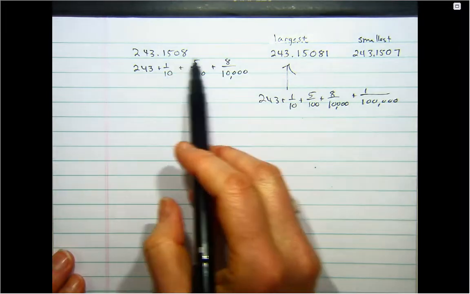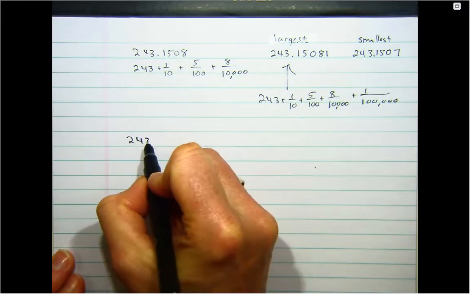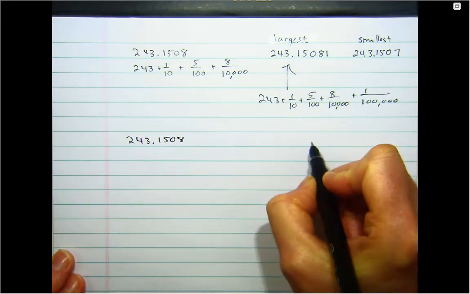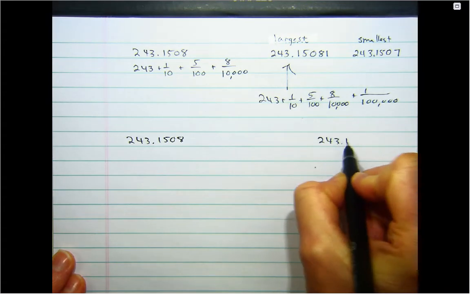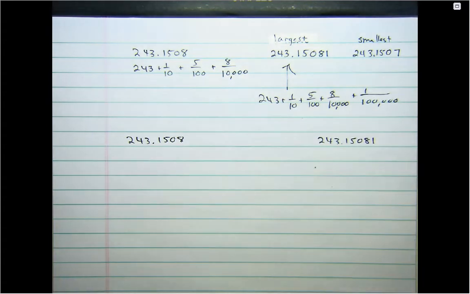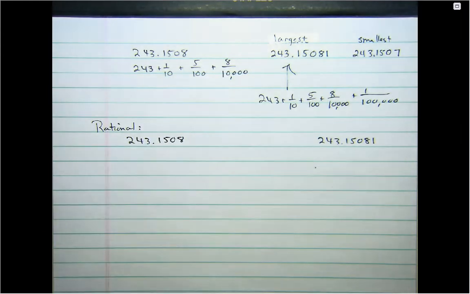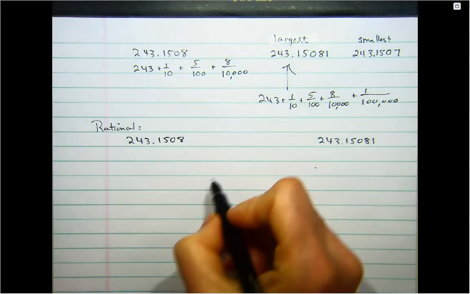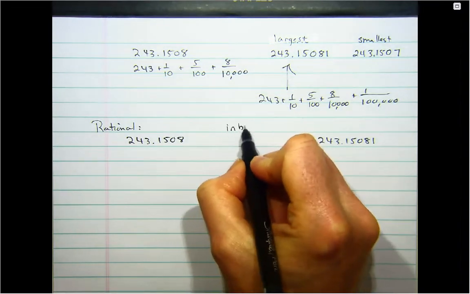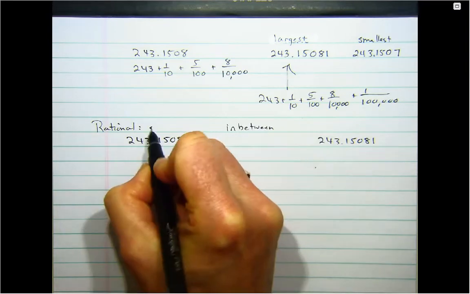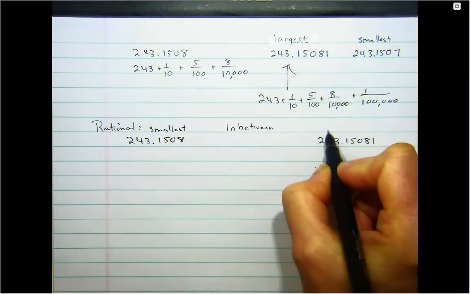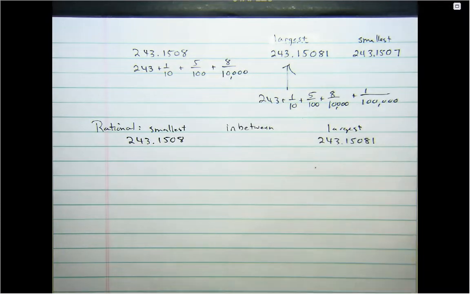Okay, so these numbers are very close. We have 243.1508 and we have 243.15081. And they're both rational, right? They're both rational. I'm going to ask you to find a number in between the two. So this is smallest. This is largest. Can you find a number in between the two?